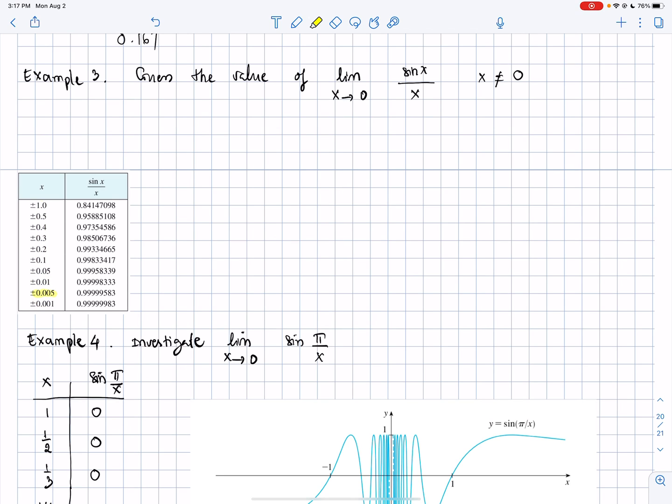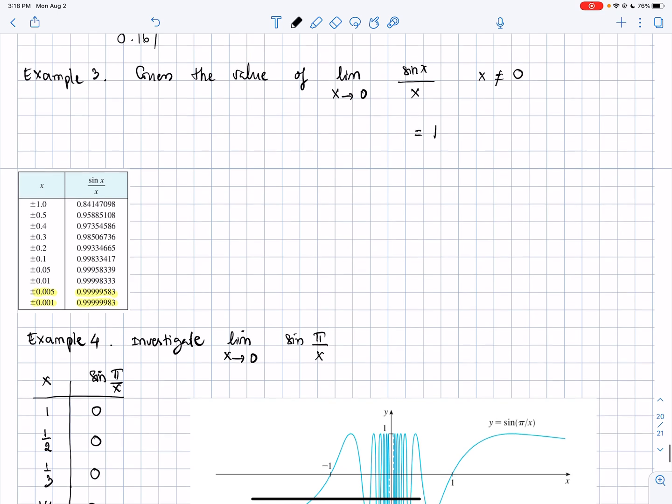We see that x equal to plus or minus 0.005 or plus or minus 0.001 are the ones that get closest to 0. They give the answer 0.9999, so this is almost 1. So we can say that the limit of sine of x over x when x approaches 0 is equal to 1.